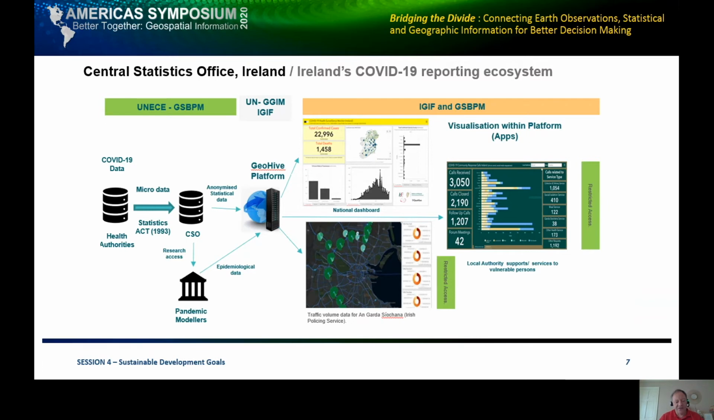There's also a restricted access internal COVID-19 hub, which provides additional information. This ecosystem is an example of the UNECE's Generic Statistical Business Process Model, the GSBPM, and the UN-GGIM's Integrated Geospatial Information Framework, IGIF, working both independently and side by side.